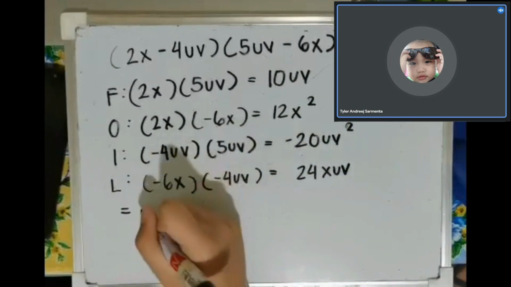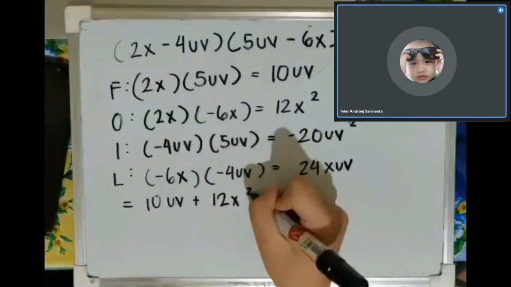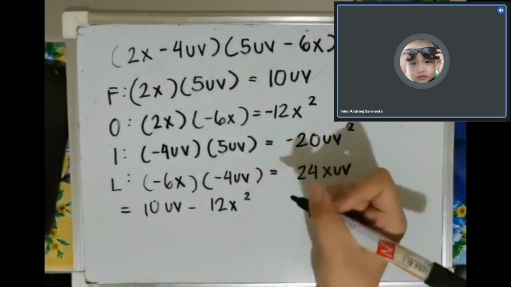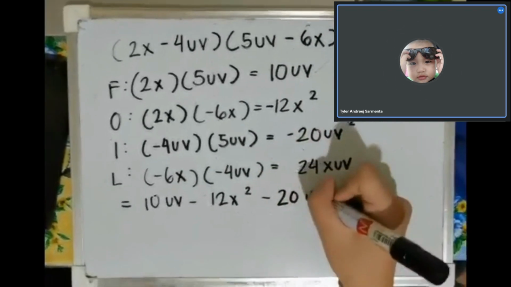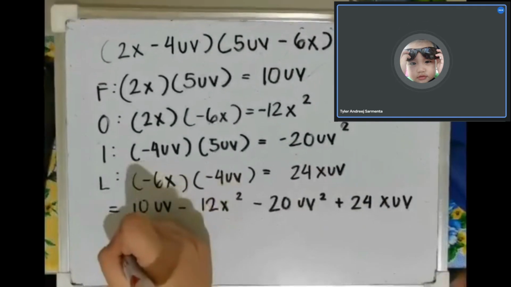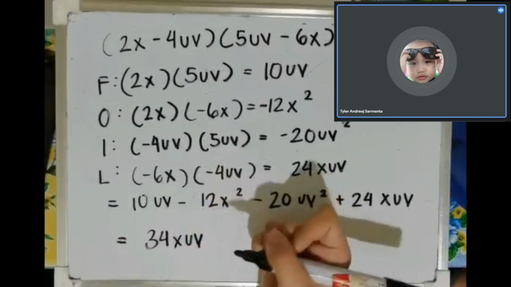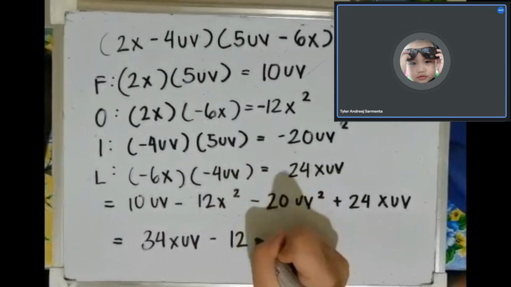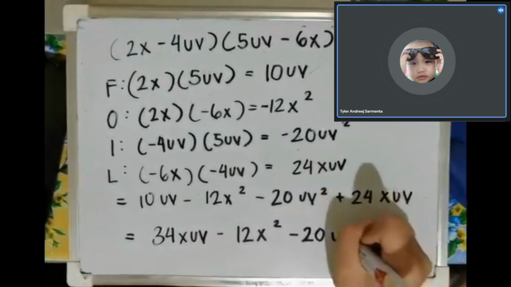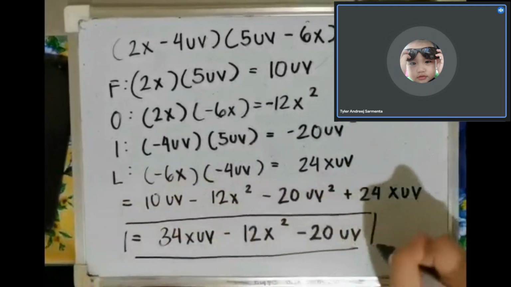Then we arrange 10xuv and 12x squared and negative 20uv squared plus and positive 24xuv. Then combine like terms which are equal to 34xuv, negative 12x squared and 20uv squared. That's the final answer. And those are all the examples.